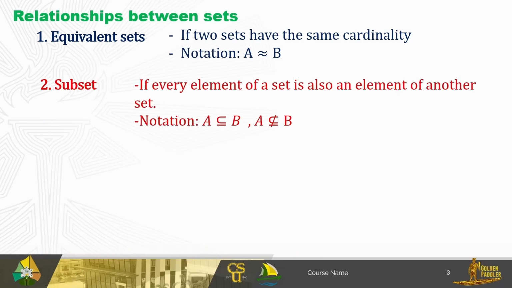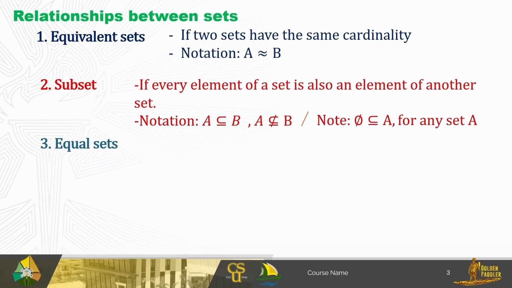Another relationship is subset. If every element of a set is also an element of another set, then the set is a subset of the other. So in notation, we have A is a subset of B, and if it is not a subset, A is not a subset of B. Note that an empty set is a subset of any set.